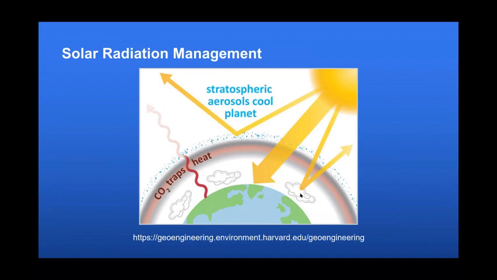Another way is actually within the atmosphere, tweaking clouds to make them either more reflective so that they bounce the energy back off, or less reflective, more transparent, so they could let more energy through that would not get reflected from the clouds. So these are approaches that are being researched, and there's a lot of papers and thought about these approaches.